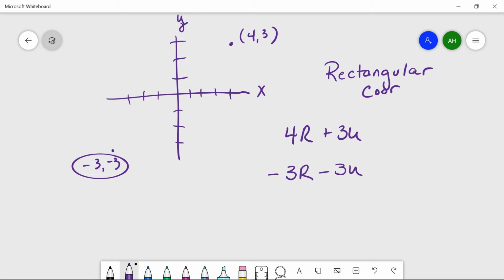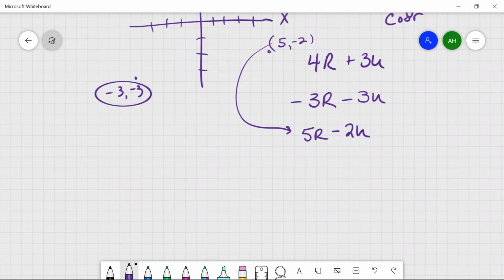All right, if I do a point over here, and let's say we put it out here at 5 on the x-axis and -2 on the y-axis, this point right here, we're going to come 5 to the right, but then we're going to go down 2, so -2u. All right, so that's taking these and writing them in a rectangular coordinate form. All right, another way that we can look at things, these are rectangular coordinates. Now we want to look at polar coordinates.